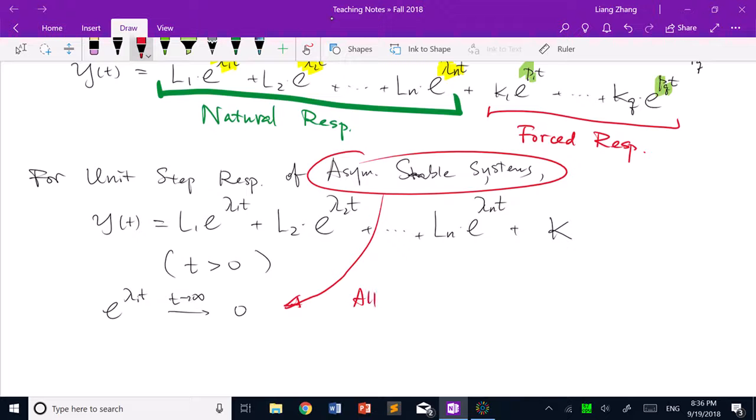So all natural response will decay to 0 when t approaches infinity. So after a sufficiently long period of time, when you observe the system response, you can see nothing that carries the characteristic roots of the system, and everything you see will be the result of, or will resemble, the input signal.